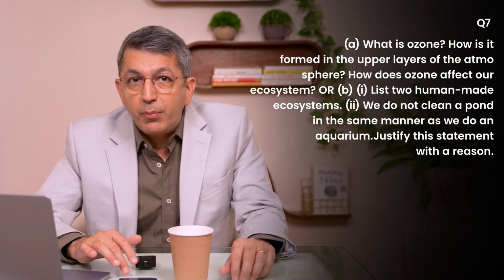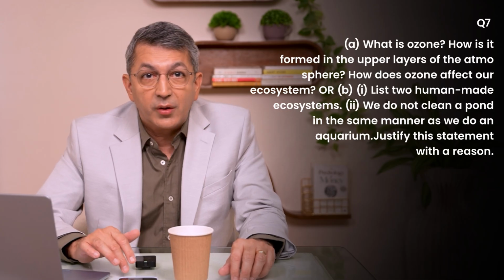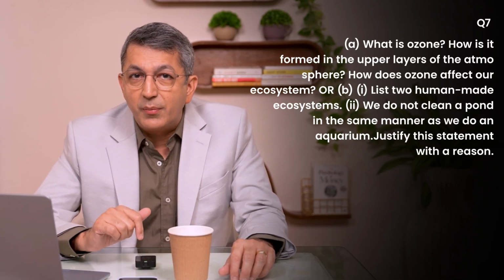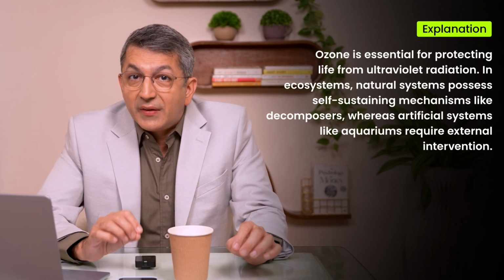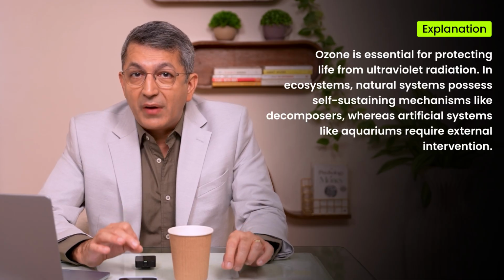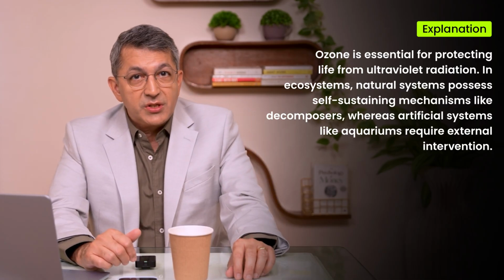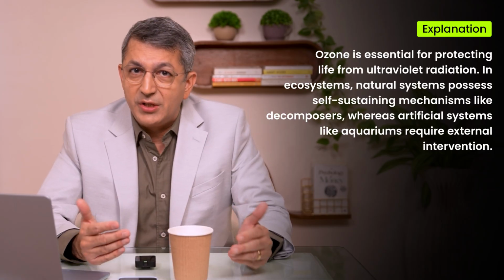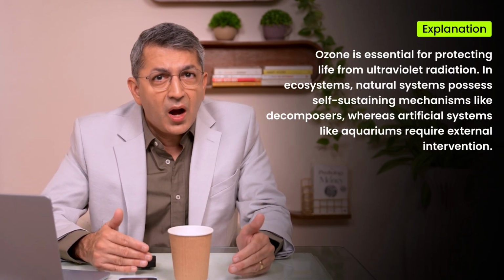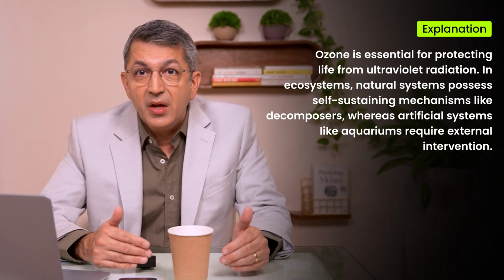We do not clean a pond in the same manner as we do an aquarium. Justify the statement with a reason. Concept: environmental management and ecosystems. Explanation: ozone is essential for protecting life from ultraviolet radiation. In ecosystems, natural systems possess self-sustaining mechanisms like decomposers, whereas artificial systems like aquariums require external intervention.